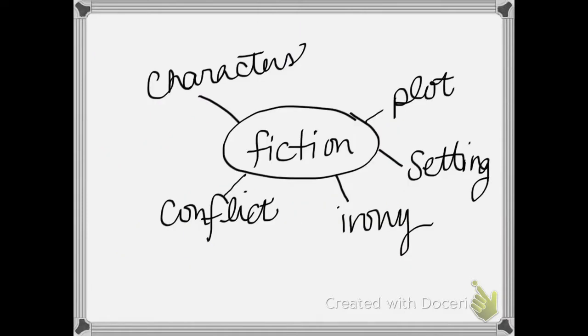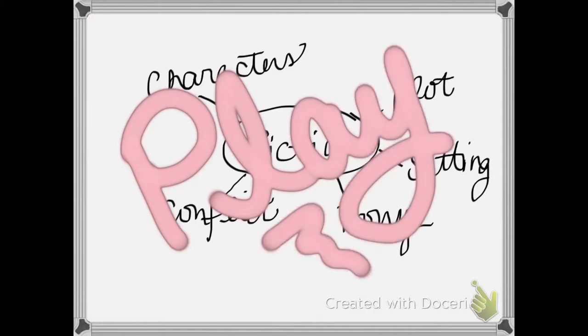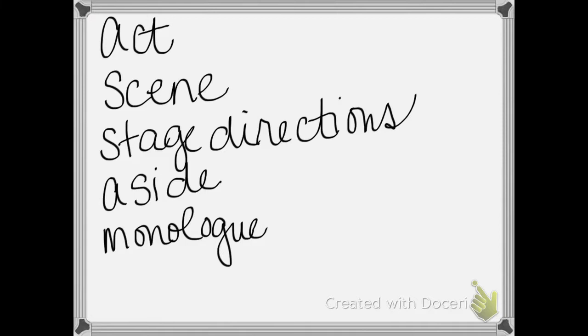Just like regular fiction, a play is going to have characters and conflict, plot, setting, irony, foreshadowing, all of those really cool literary elements that English teachers love to make you memorize. However, there are some things that are different because it's a play. Here are some things that you are going to need to add to your repertoire of literary elements. These are some things you need to write down.